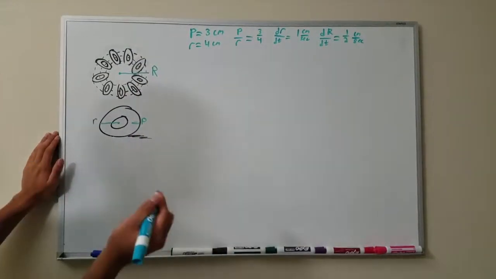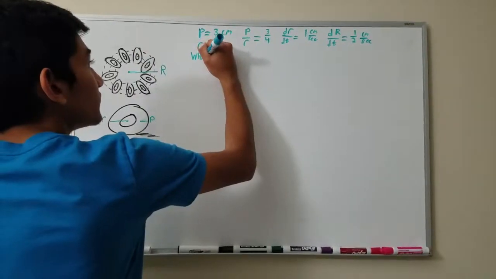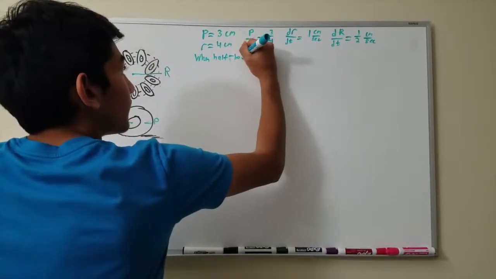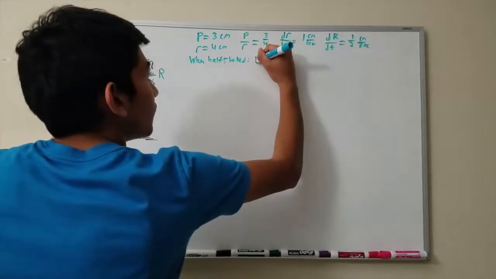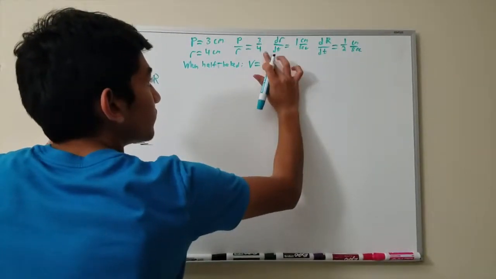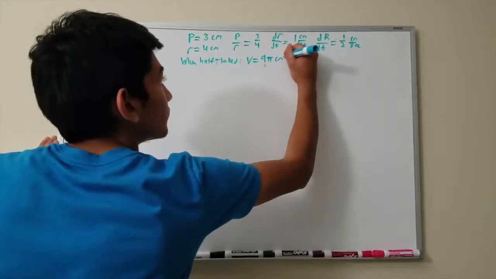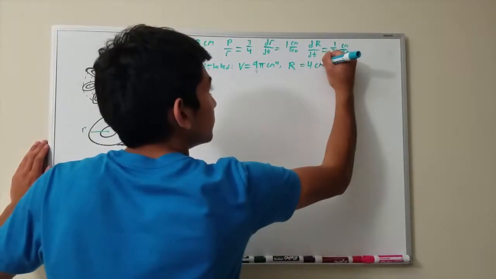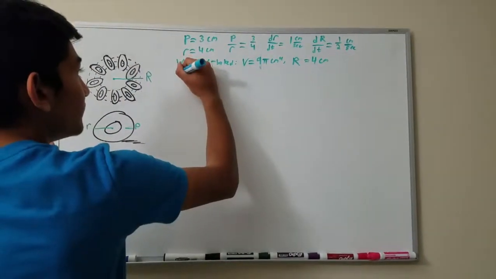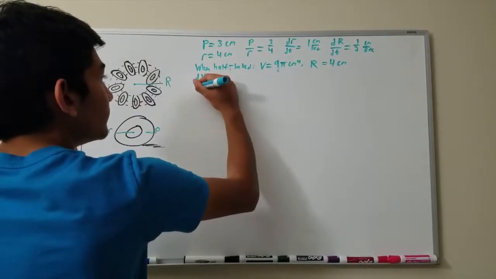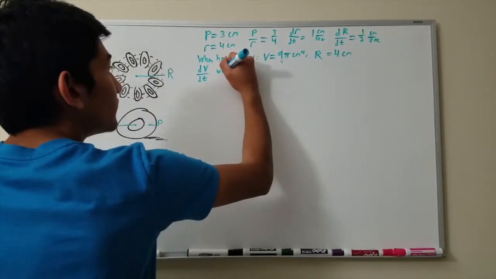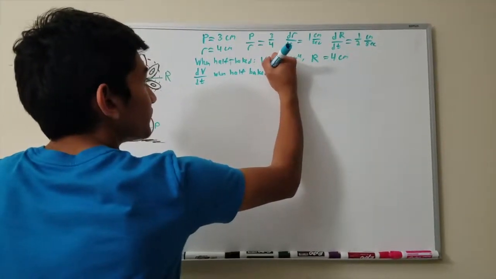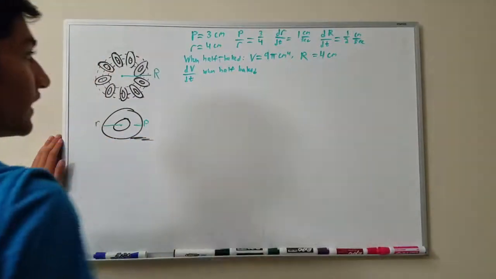Now we are also given more information that when the torus is half-baked, we know that the volume is 9 pi centimeters to the fourth, and the entire radius is 4 centimeters. And we want to find the change in the volume with respect to time when the donut is half-baked. So essentially, what the change in volume is using these values.